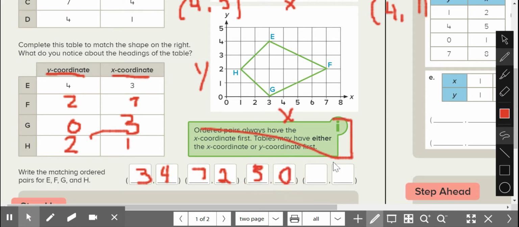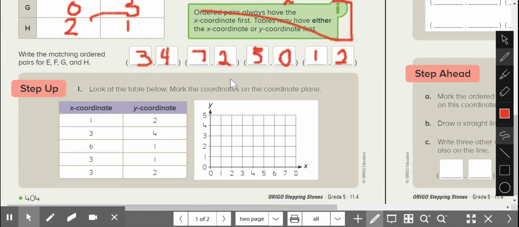This particular convention is really important to learn. You'll have lots of opportunities over the coming years to learn this and get to know it a lot better. This is a really good first introduction. So this is our step up. Look at the table below and mark the coordinates on the coordinate plane. We're going to do one of these together. We'll just do this one right here. X coordinate 1, Y coordinate 2. So we have them in X, Y order right now. X 1, Y 2. Now you're going to finish the rest of this table on your own.